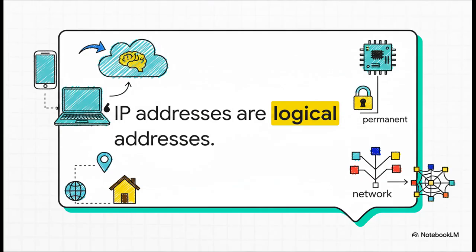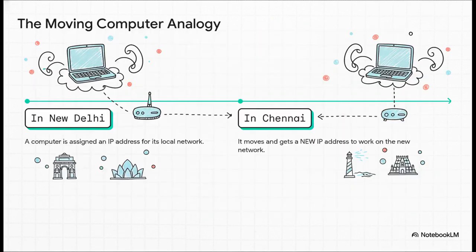And this is where it gets really interesting. Your device does have a permanent, unchangeable hardware address. That's a different thing. But its IP address is what we call logical. All that means is it's not set in stone. It's more like a temporary name tag that gets assigned to your device depending on what network you're connected to at that very moment. The best way to think about this is like you're traveling.